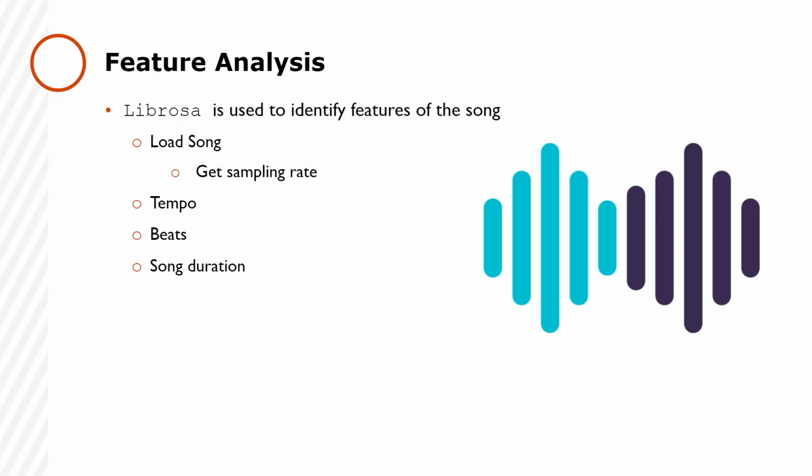So for feature analysis, we use a Python library called Librosa to identify the following features of the song. First, we loaded the song and got the sampling rate. Then we identified the tempo, the beat location, and the duration of the song.